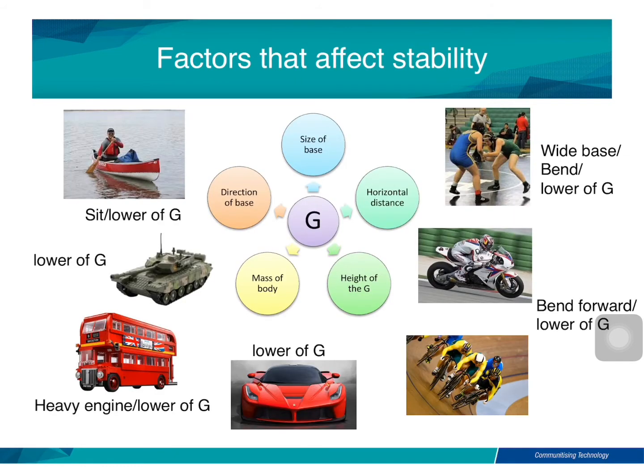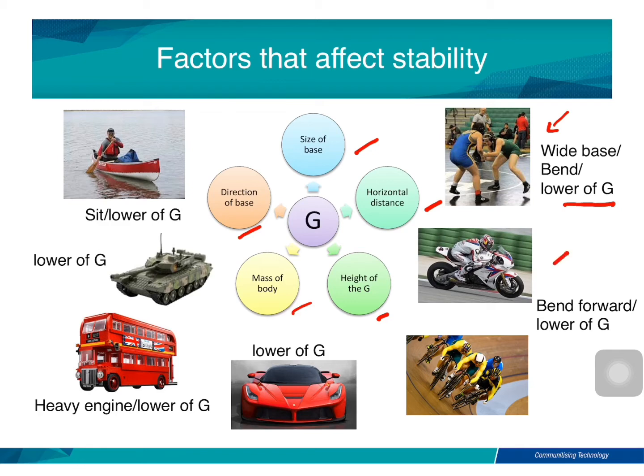So you can see this figure shows the factors that affect the stability. We have number 1 here, size of base. Number 2, horizontal distance. Number 3, height of gravity. Number 4, mass of body. And the last one, direction of base. So look at this, the sport man. They have to widen the base, right? Widen the base and also bend the body to lower the center of gravity.